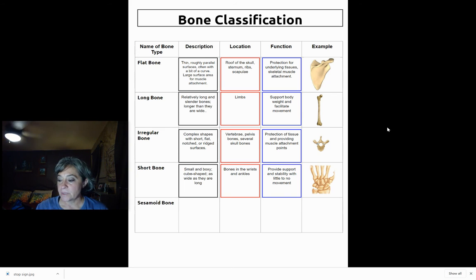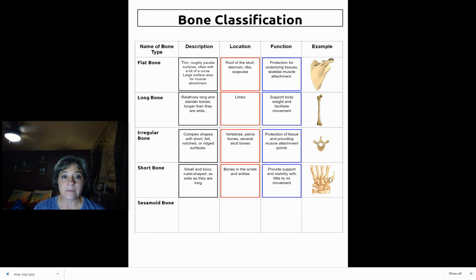The next bone is the short bone. These are small and boxy, kind of like a cube. They are as wide as they are long. And so the bones in the wrists and the ankles are short bones. They provide support and stability with hardly any movement. You don't see a lot of movement involved with your short bones. This is one of the ankle bones. You see the hand. This is the wrist. So all of these individual little bones that make up your wrist, and you can feel them here, and also your ankle, these are short bones. Cube-shaped is the thing to remember with them.